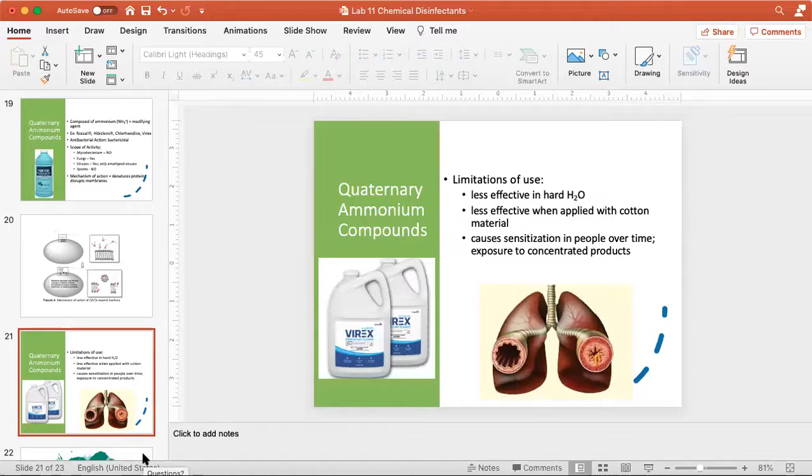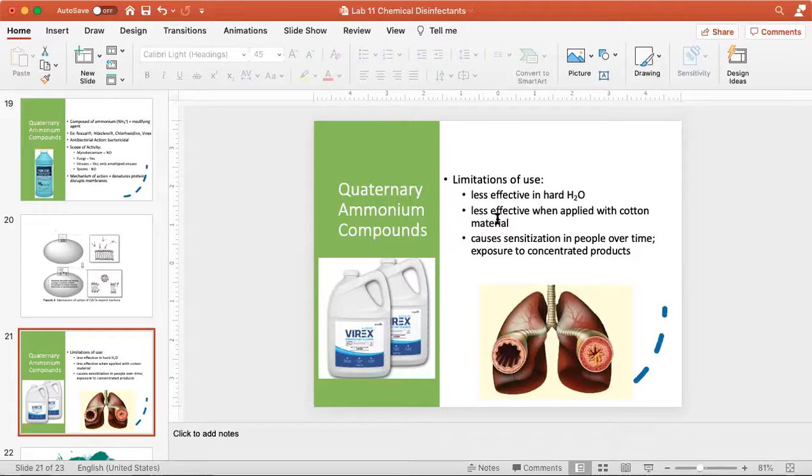Limitations of use for these? Well, they're less effective in hard water. Remember, there are regions of the country and places around the world where the water that we use for things like cleaning has more or less compounds in it. It has different types of ions in it and so forth. Hard water refers to water that has a lot of different ions in it. And if you try to use quaternary ammonium compounds in hard water, the quaternary ammonium will get inactivated.